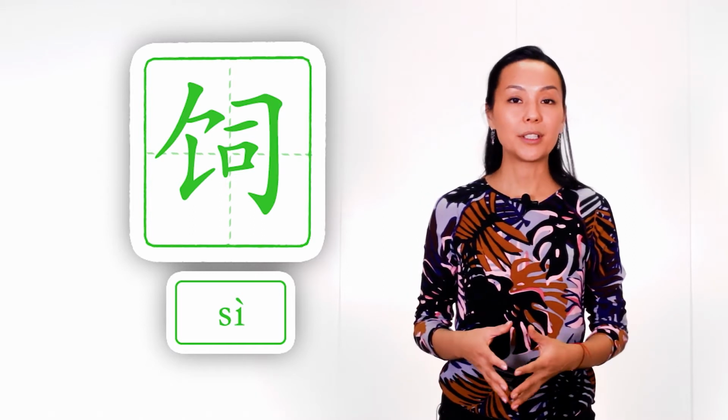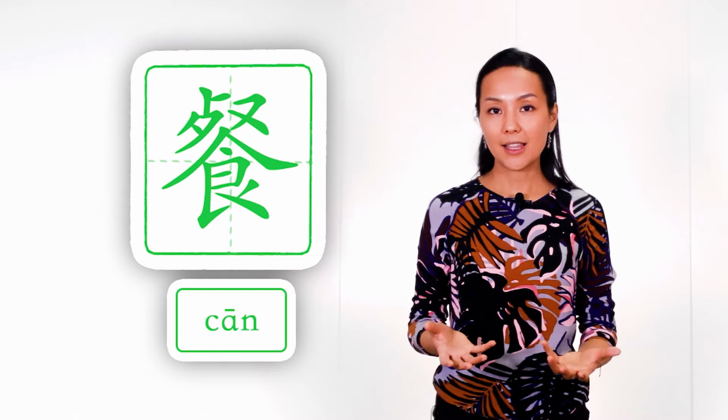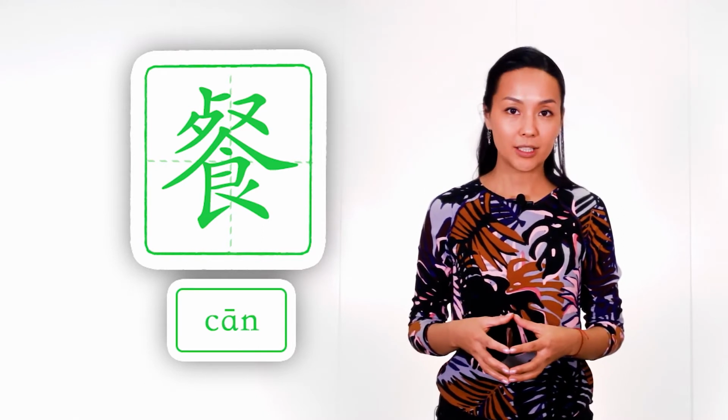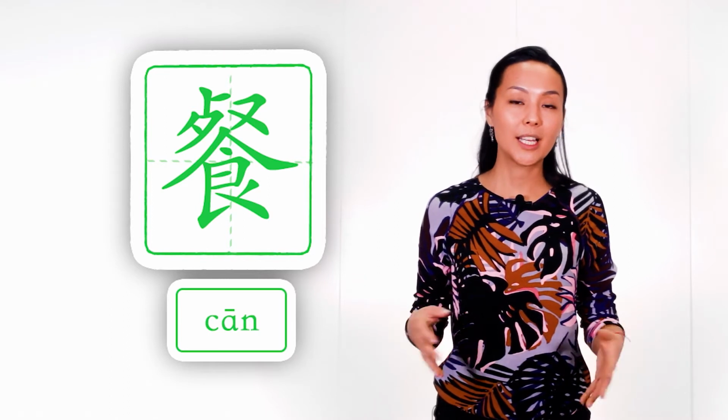And the last example, it's a word to dine, 餐, and this character has the main form of the radical. And of course, when we dine, we usually eat food. And now let's see examples in which our radical is used as a separate word.